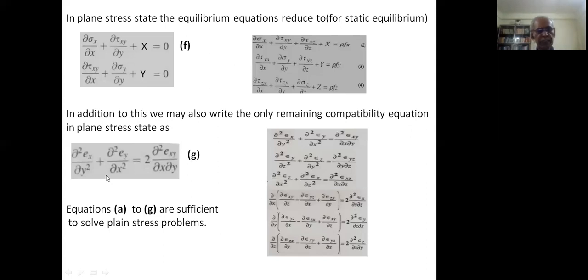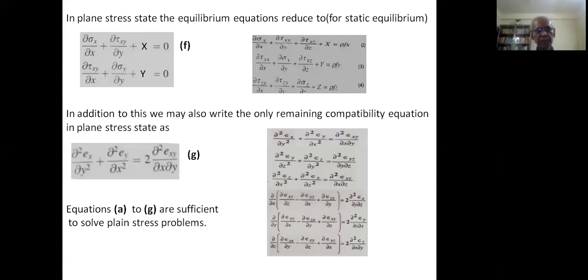So we write that the only applicable compatibility equation is del square epsilon x by del y square plus del square epsilon y by del x square is equal to 2 del square epsilon xy by del x del y. So we have got a number of equations for the plane stress state of stress, and there are A, B, C, D, E, F, G. And these equations are sufficient to solve plane stress problem.